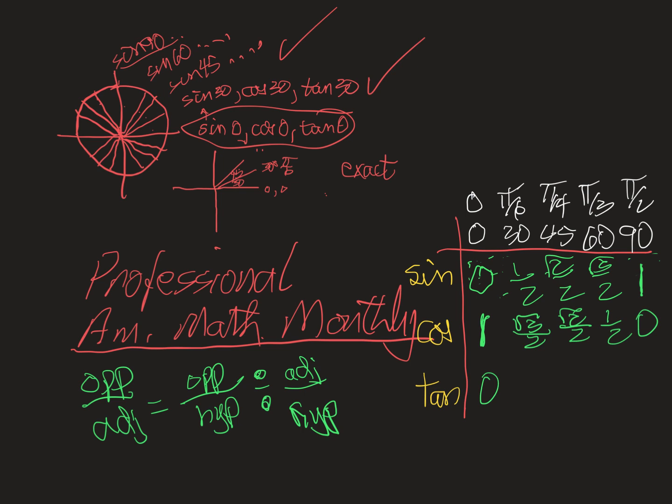1/2 over square root of 3 over 2 is 1 over the square root of 3. Square root of 2 over 2 over square root of 2 over 2 is 1. Square root of 3 over 2 over 1/2 is square root of 3 over 1, or just square root of 3. And 1 over 0 is undefined. Sorry, let me write that. Undefined.